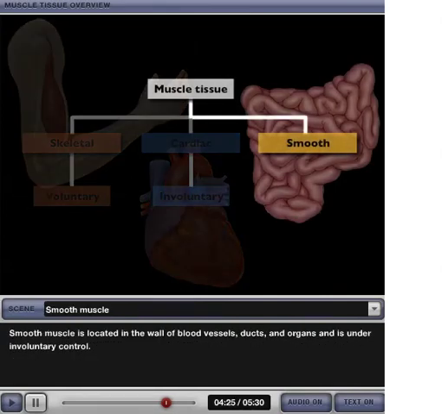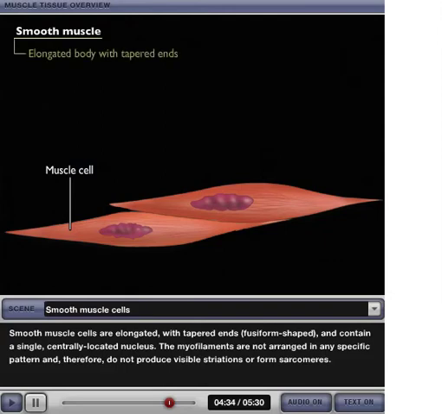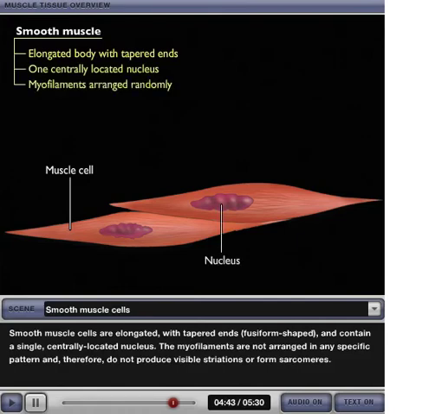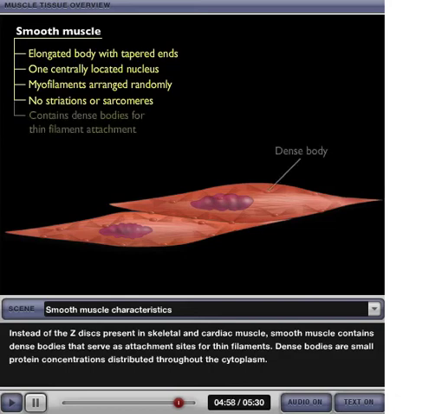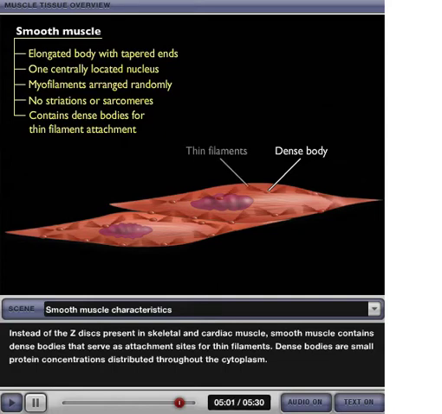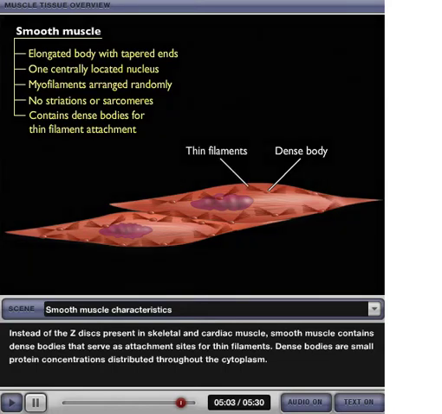Smooth muscle is located in the wall of blood vessels, ducts, and organs, and is under involuntary control. Smooth muscle cells are elongated, with tapered ends, fusiform-shaped, and contain a single, centrally located nucleus. The myofilaments are not arranged in any specific pattern, and, therefore, do not produce visible striations or form sarcomeres. Instead of the Z discs present in skeletal and cardiac muscle, smooth muscle contains dense bodies that serve as attachment sites for thin filaments. Dense bodies are small protein concentrations distributed throughout the cytoplasm.